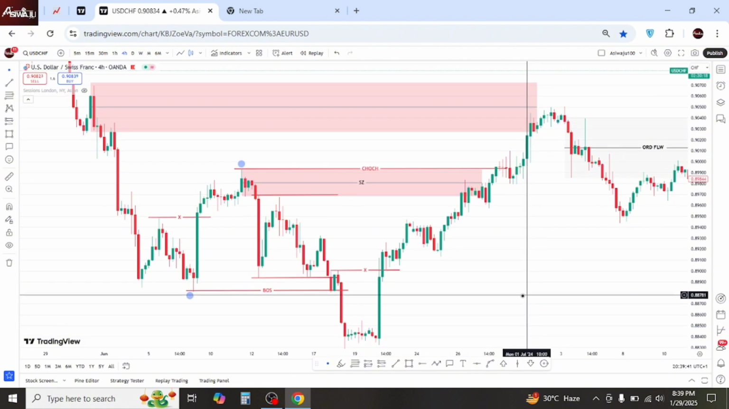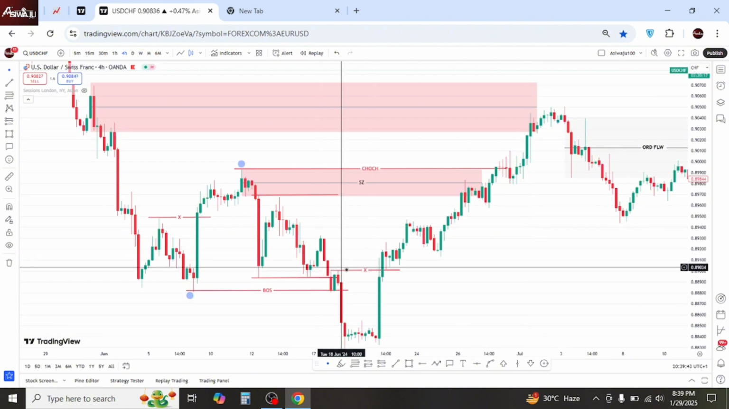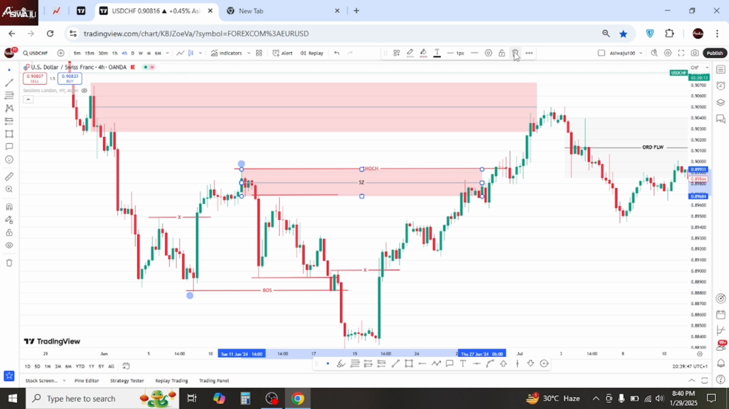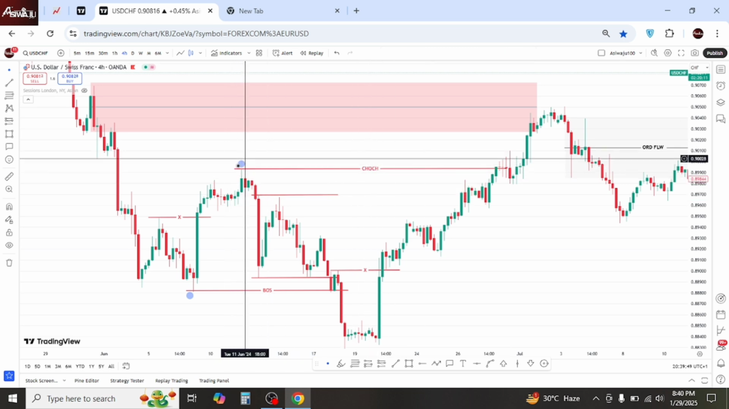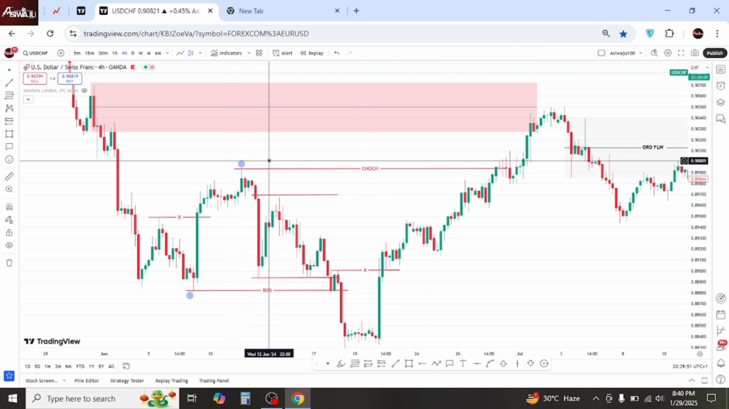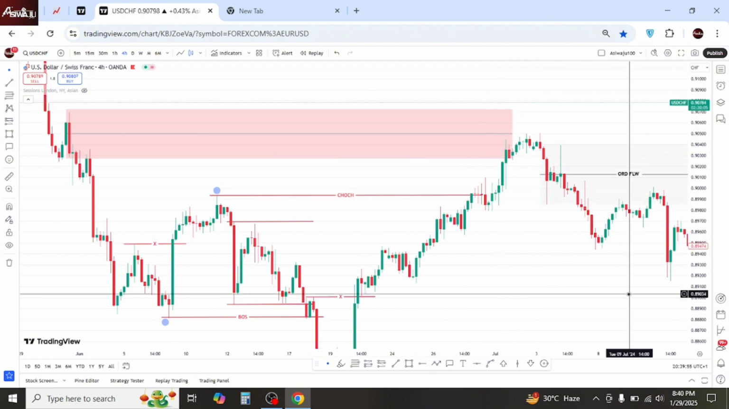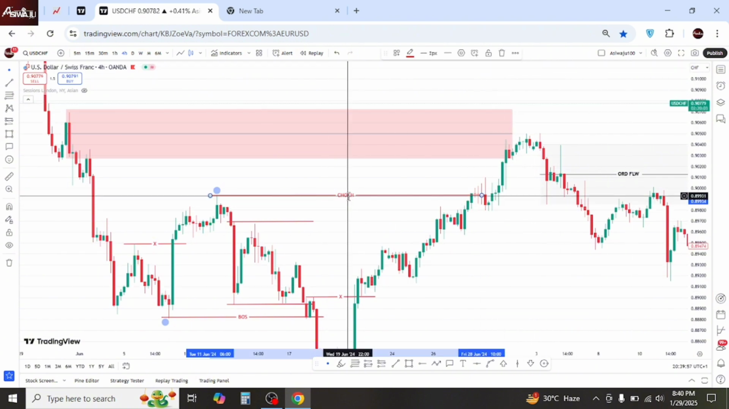Now take a look at this. Immediately we have inducement strip at this point, and we have even external liquidity being grabbed at this point. As you can see, price grabbed external liquidity from this point because price failed to continue to the upside and reversed from this point.